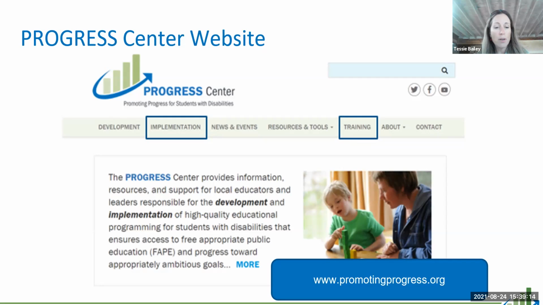And if you look under that first box, which is the implementation, what you'll find is there is an effective delivery and instruction pull-down tab. And you'll be able to find all of the briefs that were mentioned today there. You'll also find in the other blue box is our training tab. And under our training tab, you'll find our online modules. Right now, we have several online modules that are around the development, as I mentioned earlier, of the quality educational programming, but you'll also start to find these as they roll out in terms of modules for each of the practice areas that were referenced today.